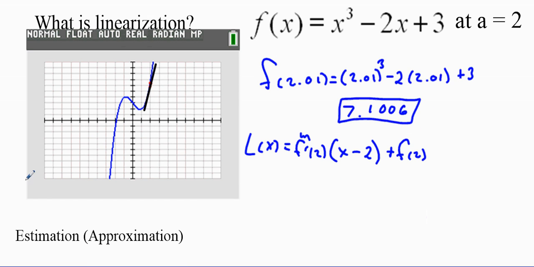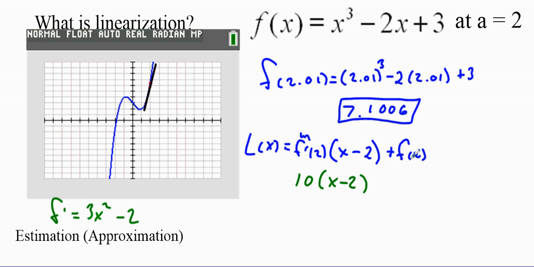When you go through, what we're going to do is find this derivative first. I'm going to get a number here. So if I find f prime, it is going to equal 3x squared minus 2. I plug in 2 into there. We have 4, 12, 10. I believe it's 10. So we have 10 times x minus 2.